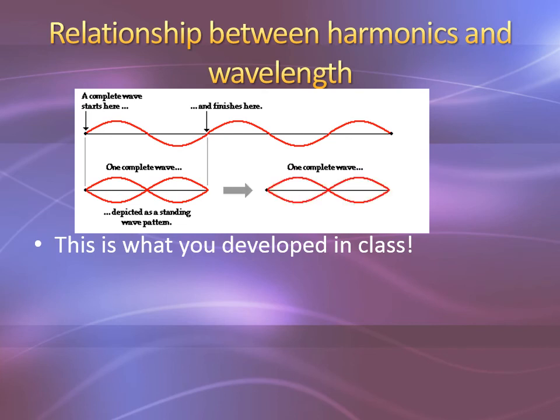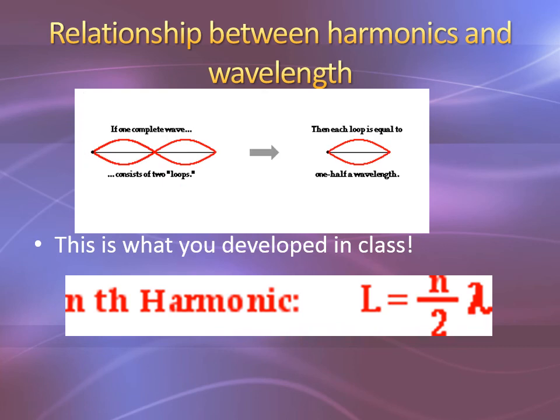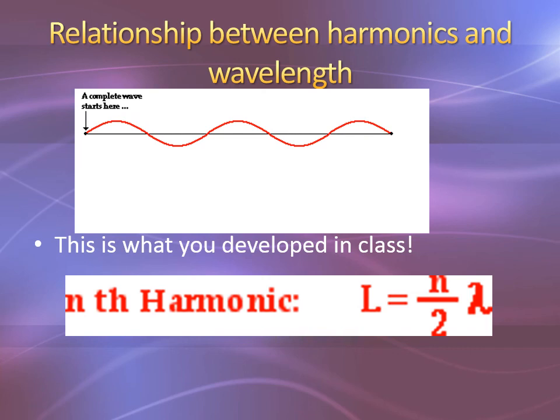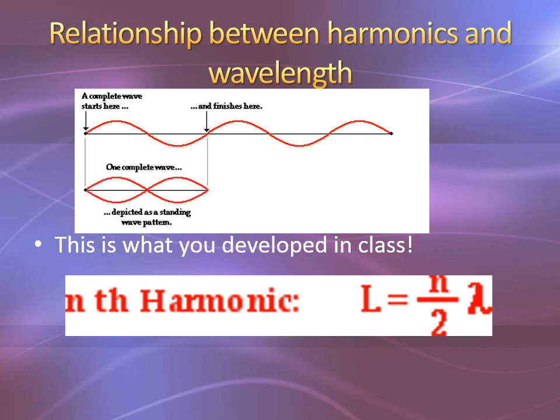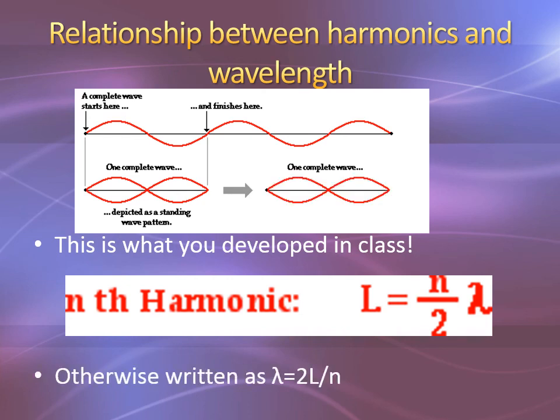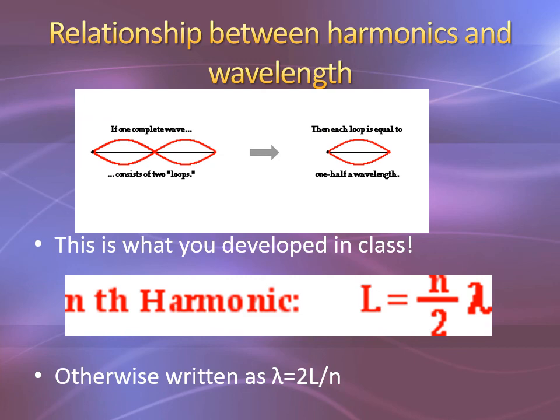Okay, and then here's the relationship you developed in class. For the nth harmonic, if you take that length L, you fit the number of half loops, n, divided by 2, times the wavelength. Otherwise written as wavelength equals 2L over n. That's a lot more useful.